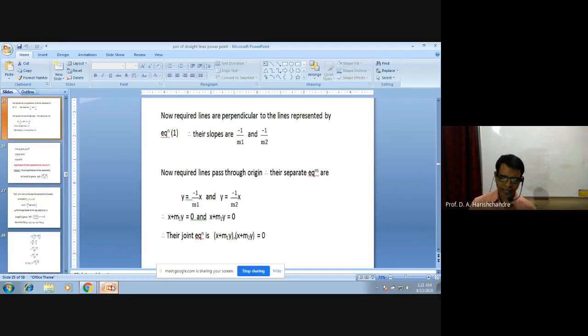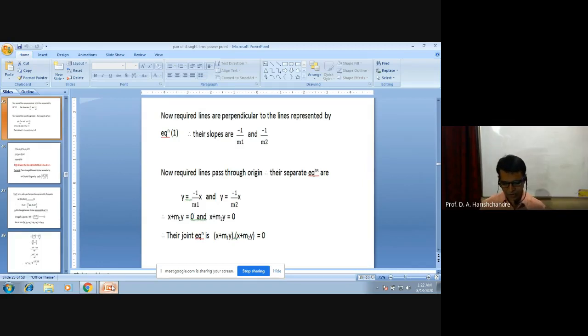Now the required lines whose joint equation we have to obtain are perpendicular to the lines represented by equation 1, and the lines represented by equation 1 have the slopes m1 and m2. So the slopes of the perpendicular lines must be minus 1 upon m1 and minus 1 upon m2. From that you can obtain the separate equations of those perpendicular lines. Equation of the first line will be y is equal to minus 1 upon m1 into x. Equation of the second required line will be y is equal to minus 1 upon m2 into x.